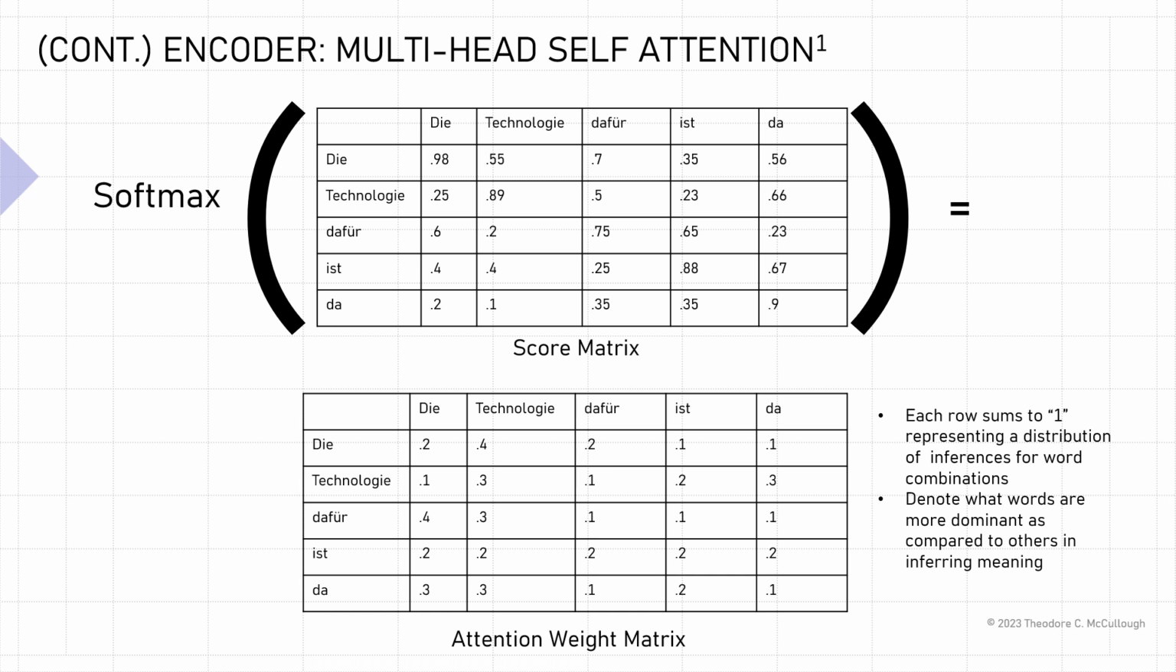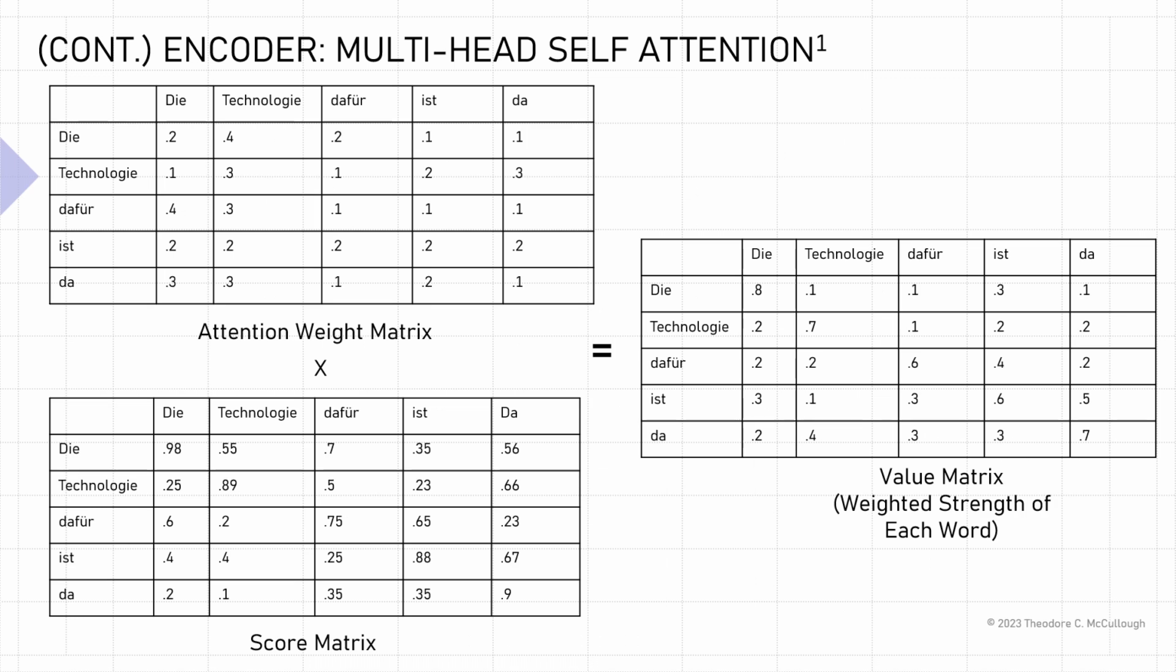Once the score matrix is created, it is passed to a softmax function. The softmax function then generates an attention weight matrix. The attention weight matrix basically is a matrix reflecting a normalization of the values in the score matrix. So as shown here, each row in the attention weight matrix sums up to 1, representing a distribution of inferences for word combinations. And further, this attention weight matrix denotes what words are more dominant as compared to others in inferring meaning.